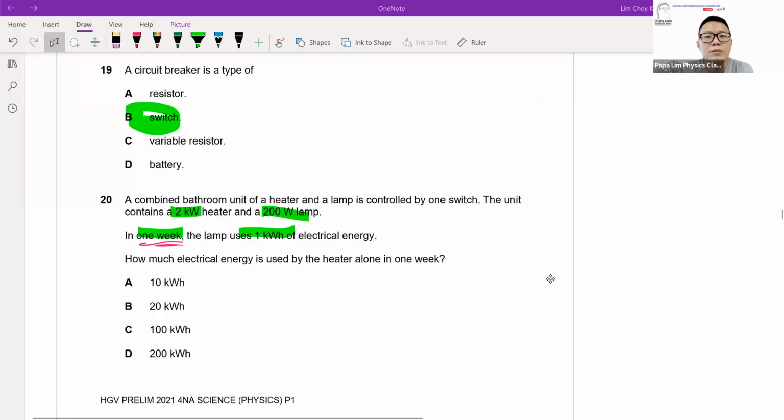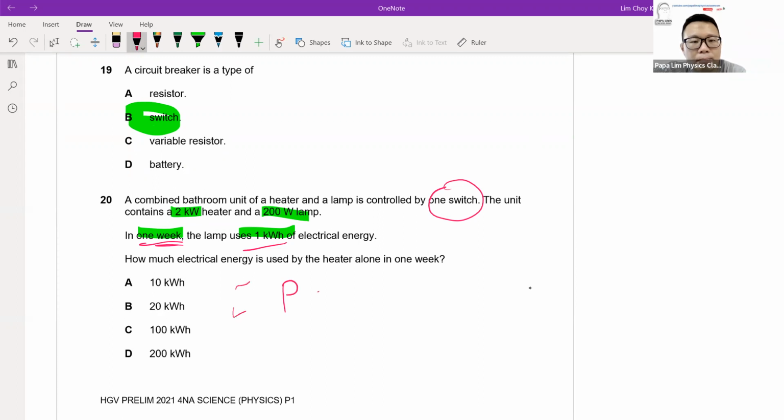For this question, you have to take note that whenever the lamp is switched on, the heater is switched on also. Why? Because the question said they are controlled by one switch. So in 1 week, the lamp uses 1 kilowatt hour. If you look at the formula, energy is power times time. In 1 week, I will not know how long I have used the lamp. It doesn't mean it's 24/7, it doesn't mean every day, every night it is on. So I need to know the exact timing.